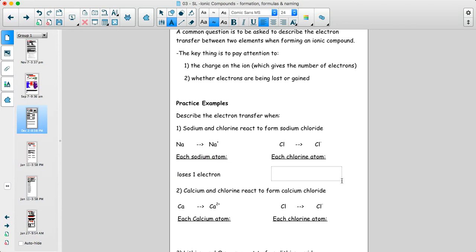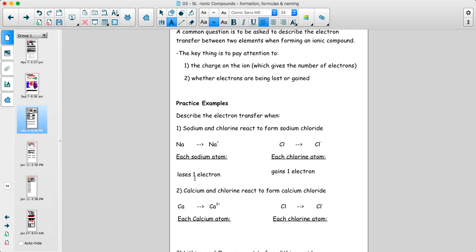For chlorine, chlorine starts neutral and becomes Cl-, so that's a change of 1. Because it's becoming negative, it must be gaining negative electrons. So each chlorine atom gains 1 electron. If you can come up with these two phrases, then you've actually earned an IB mark. It's a very easy type of question, if all you really have to do is keep the number of electrons straight.